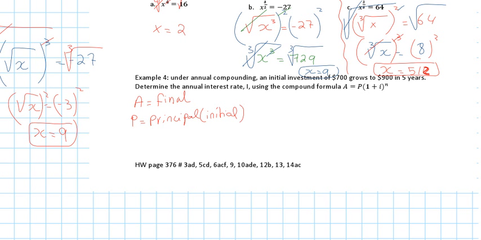I'm looking for I. That's my interest rate. So my final is 900, my initial is 700. And N represents the number of compounding periods, or the number of years in this case, because I'm looking at an annual rate. So N is 5. Now I have to input my numbers. A is 900, P is 700, 1 plus I to the power of 5.